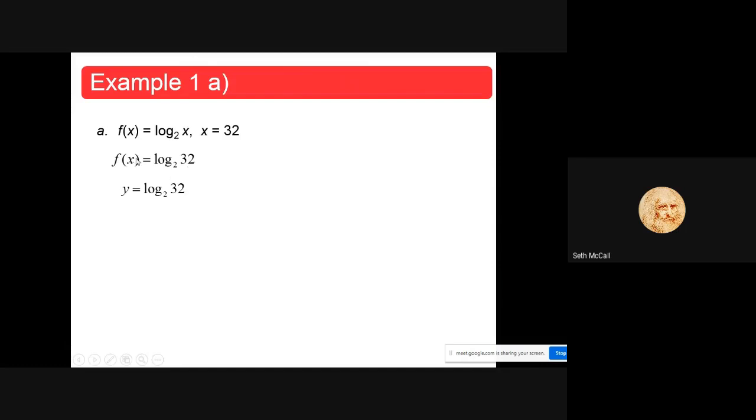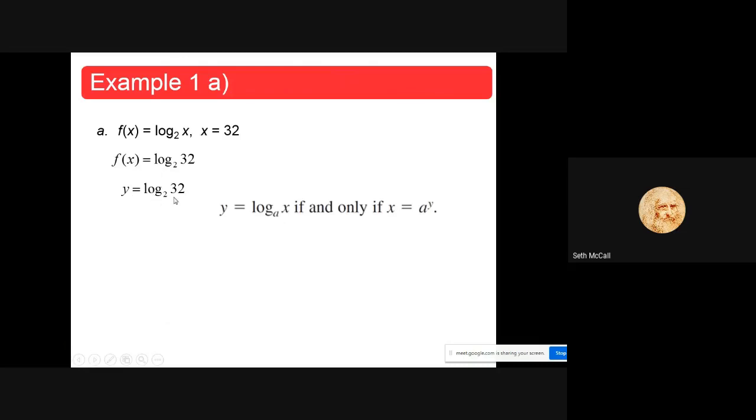Before we do that, though, I'm going to take f of x and substitute and just call it y, just for the ease of working with it instead of having to keep rewriting f of x. So now it's y equals log base 2 of 32. And again, the rule that we had a couple slides ago is that if you have y equals log base a of x, you can take it from logarithmic form and put it into exponential form, which is x equals a to the y. Pay particular attention again. The base of the log is the base of the exponent, and the y and the x switch places.